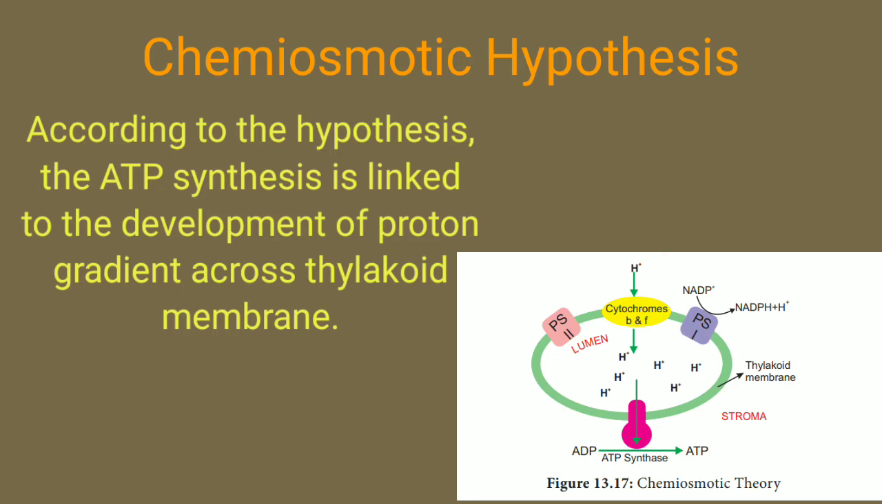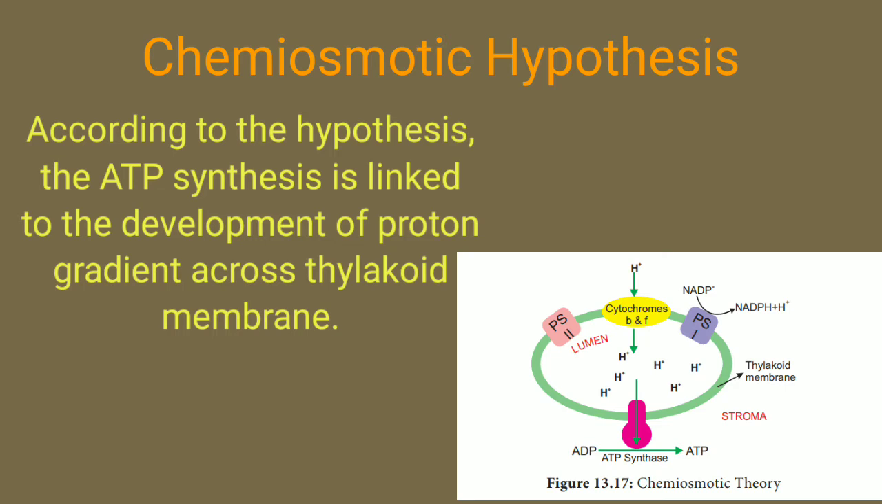So at the same time, the pH on the stroma side of the thylakoid membrane starts increasing due to the utilization of protons, or H plus ions, during the conversion of plastoquinone to plastoquinone hydrogen molecule, and at the time of reduction of NADP plus.